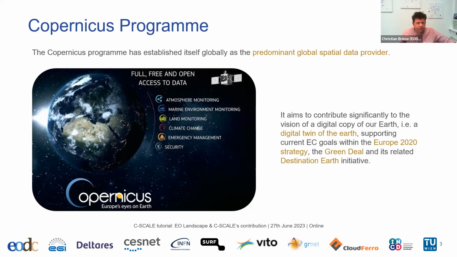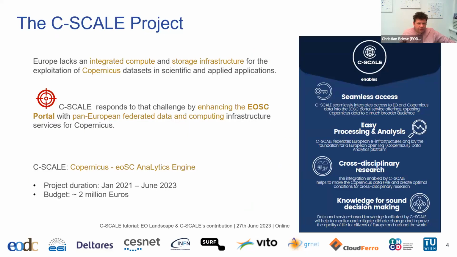In order to move ahead, we had this idea of setting up the C-scale project. We saw that in 2014, data started to be distributed. It was still a little bit difficult to get access to the data and to process it, and therefore we had the idea to set up an integrated compute and storage infrastructure. We embedded it in the European Open Science Cloud in order to make it available to the scientific community, thinking on one hand of scientists coming from Earth observation, but also beyond. That was the main ambition of the project.